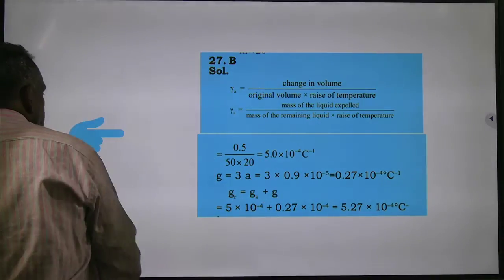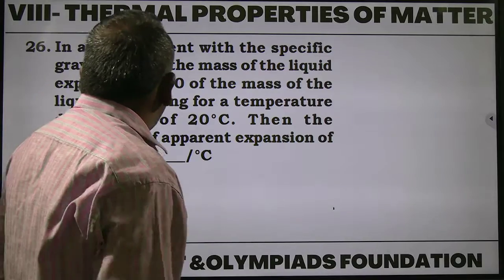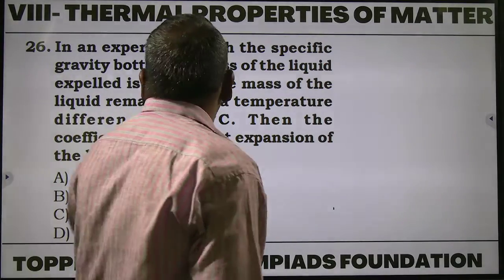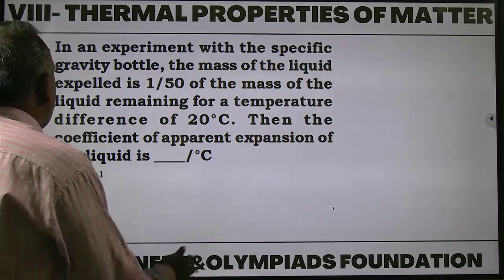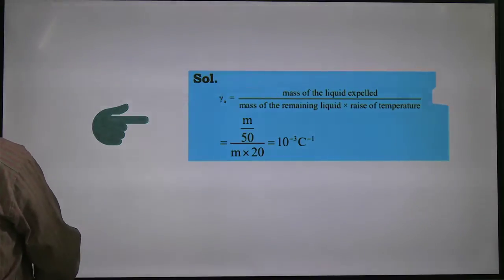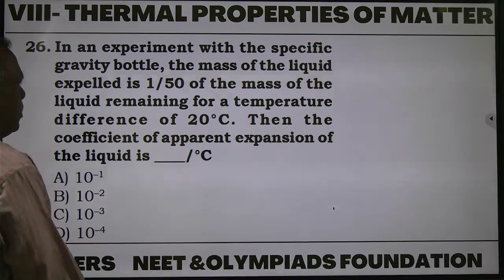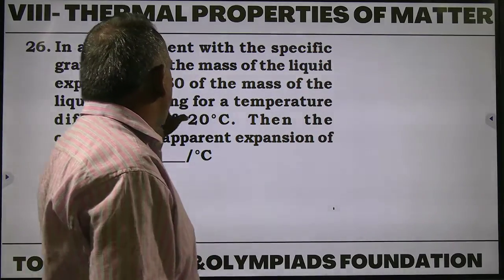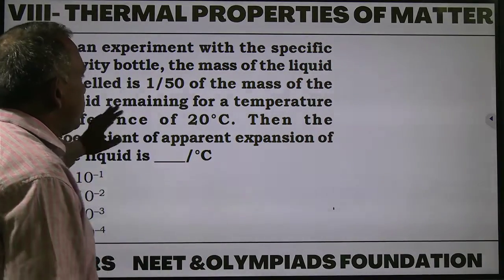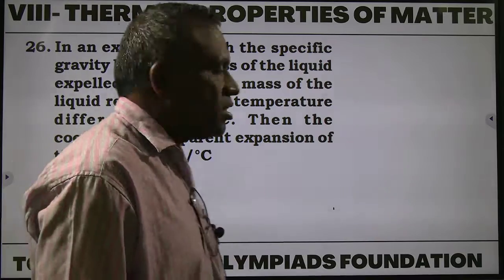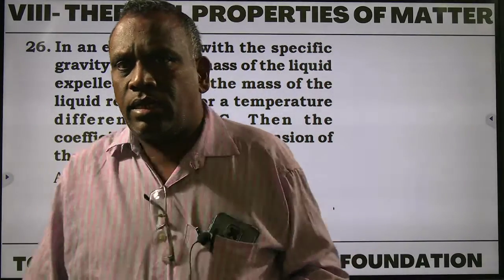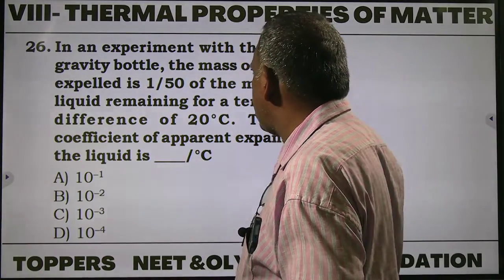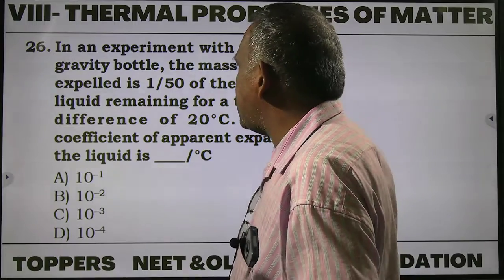So coming to the next problem. In an experiment with the specific gravity bottle, the mass of the liquid expelled is 1 by 50th of the mass of the liquid that remains, for a temperature difference of 20 degrees centigrade. Then find the coefficient of apparent expansion.